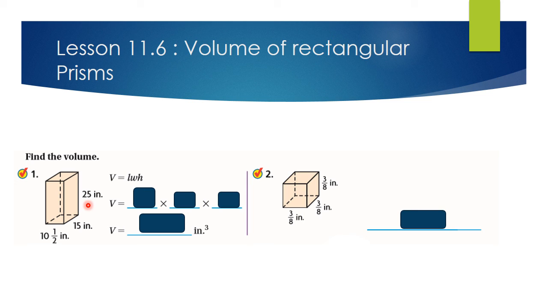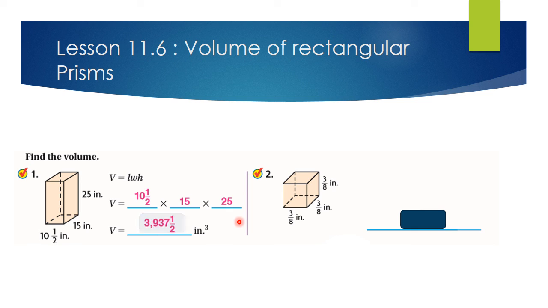Anyways, when you're finding the volume of these 3D shapes, which are rectangular prisms, all you have to do is multiply the 3 sides times each other. So length times width times height. Of course, this is the height, and then we have the length and the width. So simply, to calculate the volume, just do length times width times height. In this case, we're going to do 10.5 times 15 times 25. To make it easier, we multiply 2 numbers first and then multiply the answer by the third number.